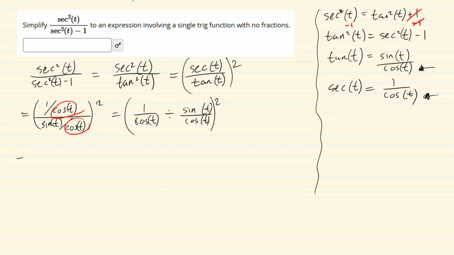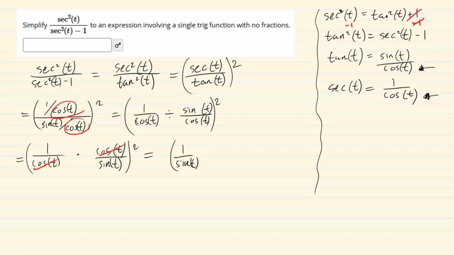Let's keep that there. And now we want to change that to a multiplication. So 1 over cosine of t multiplied by cosine of t. Now you should be able to see it can simplify. The cosine and the cosine will be able to cancel. And again, we're still squaring. So now that is equal to 1 over sine of t, squared.